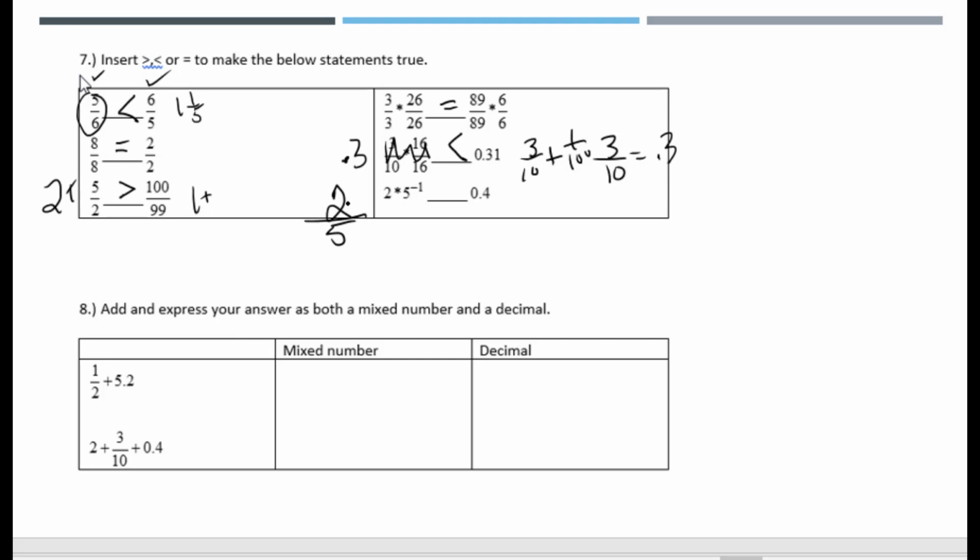Let's change the 2 over 5 to a tenth, right? So I can write it as a decimal. So they're equal. Make sense here?